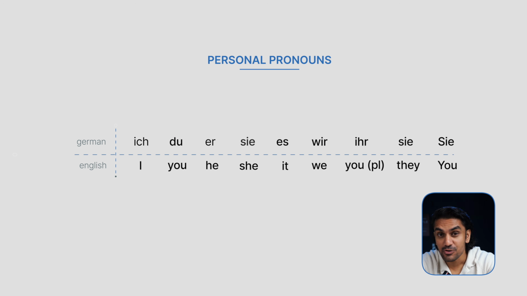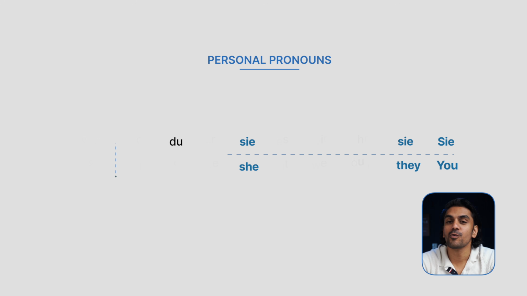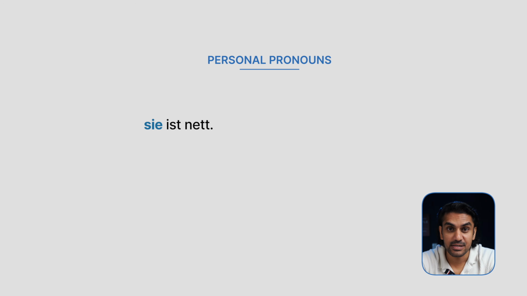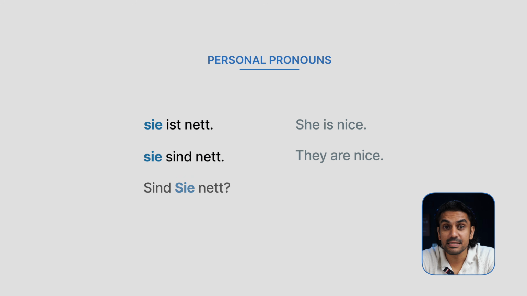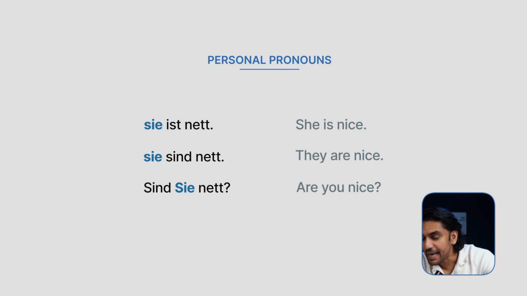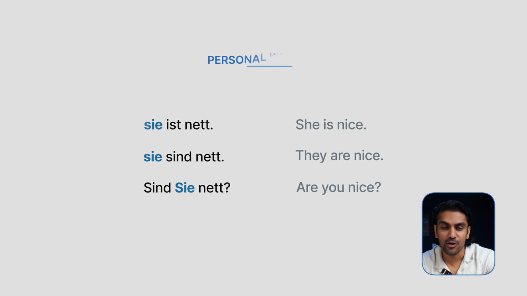And the second thing to know is about the multiple meanings of the word sie. It can mean she, or it can also mean they. And when written with a capital S, Sie, it means the formal you. For example, sie ist nett, she is nice. Sie sind nett, they are nice. Sind Sie nett with a capital S, are you nice, which is the formal you. In spoken German, they sound exactly the same. But in writing, that capital S makes all the difference.